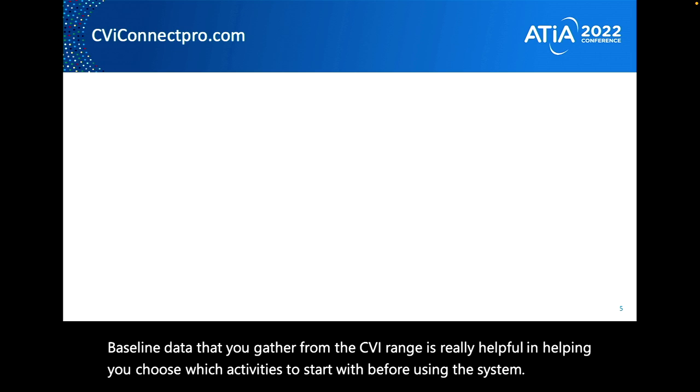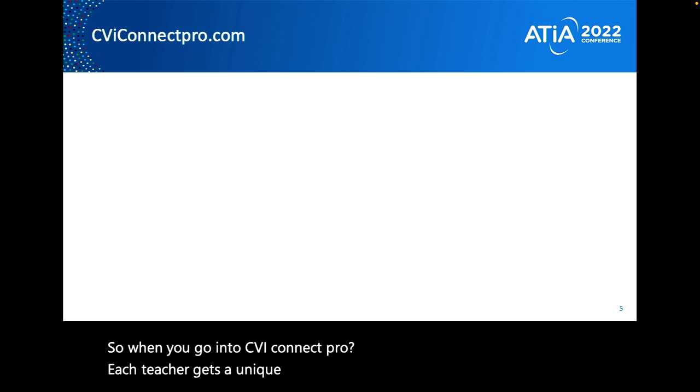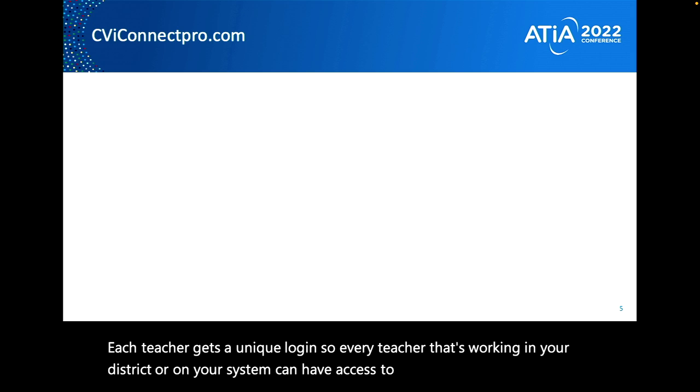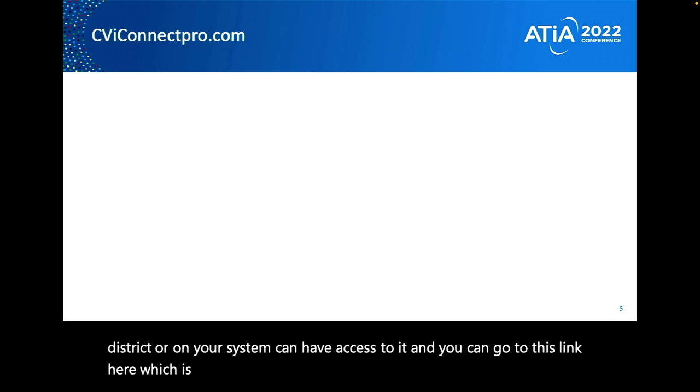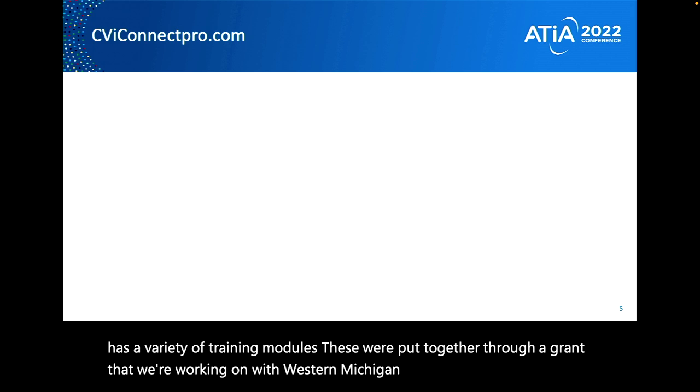So when you go into CVI Connect Pro, each teacher gets a unique login, so every teacher that's working in your district or on your system can have access to it. And you can go to this link here, which is called Training Modules. It'll take you over to our site here that has a variety of training modules. These were put together through a grant that we're working on with Western Michigan University through OSEP. They earned the Stepping Up Technology.